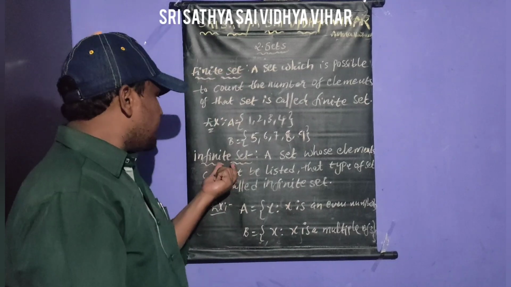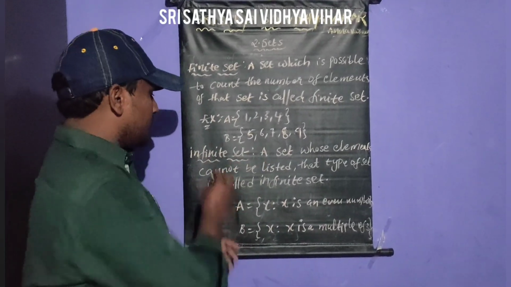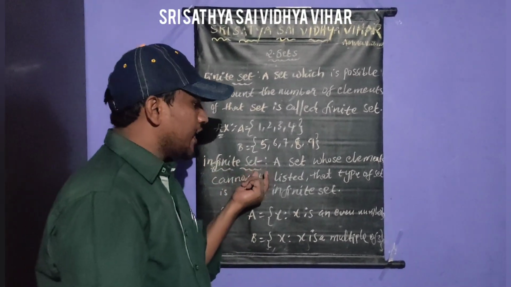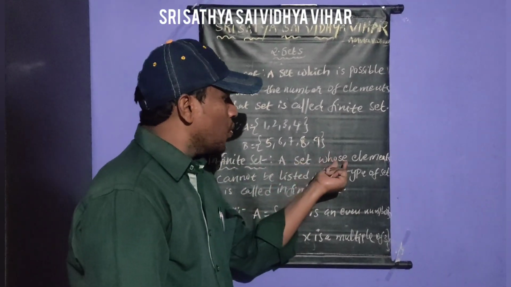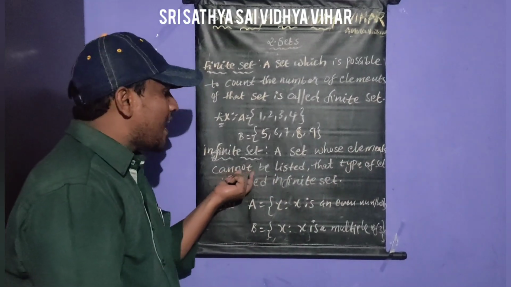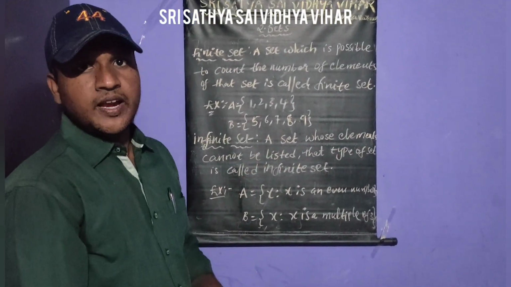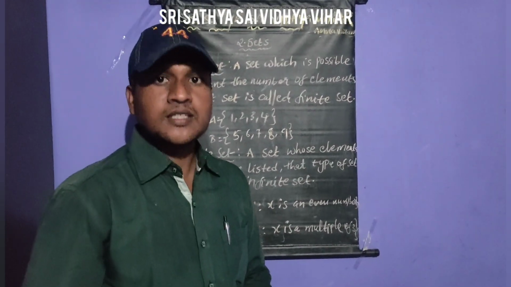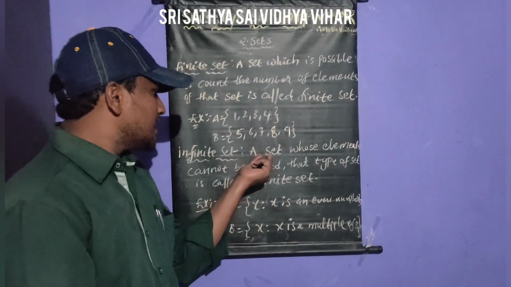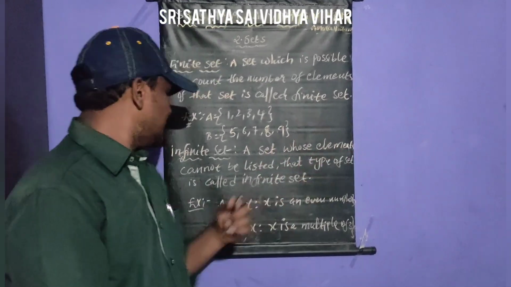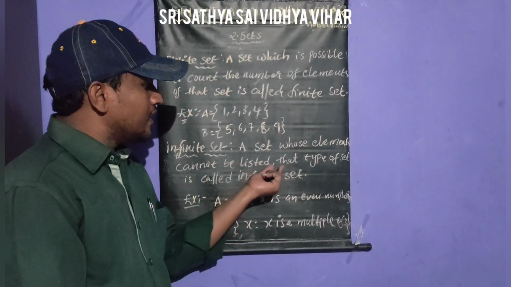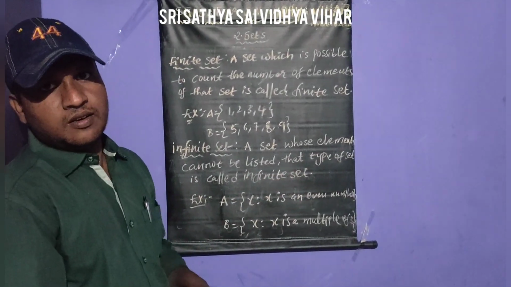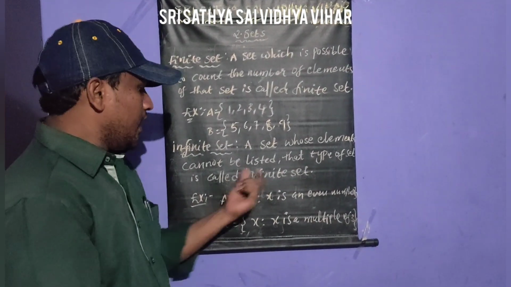Next type is the infinite set. What is an infinite set? A set whose elements cannot be listed. Cannot be listed means not countable. A set whose elements cannot be listed is called an infinite set. Okay, understood? Listen.